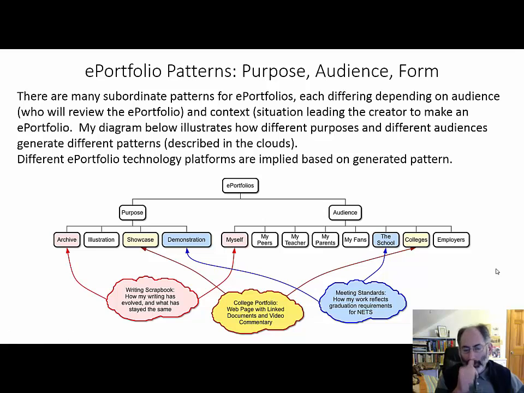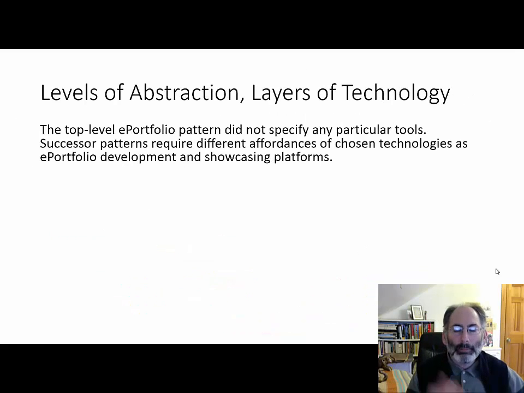It would be better to spend the time using LMSs and things like that, and I'll get into that soon. Top-level portfolio patterns don't specify particular tasks and tools. Successor patterns do.